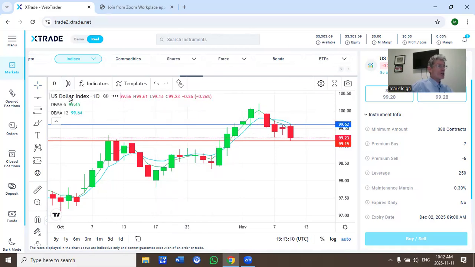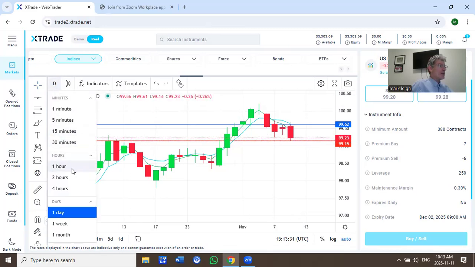I'm starting on the US dollar index on the daily. You can see a red candlestick. So weak US dollar for the third consecutive day. I've got resistance at 99.62. I've got support at 99.15. US dollar being sold off. Small wick I have at the bottom here.